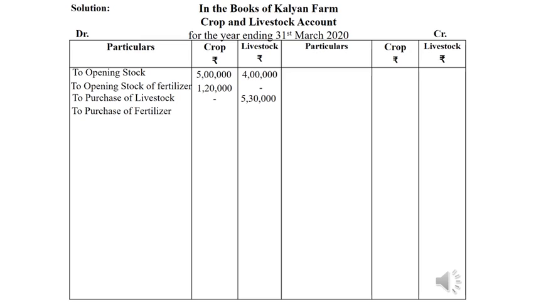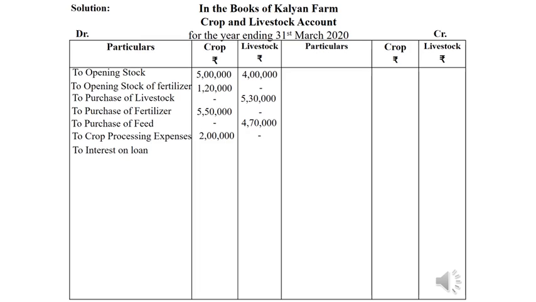Next, to purchase of fertilizers. Fertilizers are related to crop account only, therefore 5,50,000 under crop, livestock dash. To purchase of feed. Feed will be used by livestock, not for crop purpose, therefore dash, ₹4,70,000. Next is to crop processing expenses. This will find place under crop only, not under livestock, therefore 2 lakhs, dash.